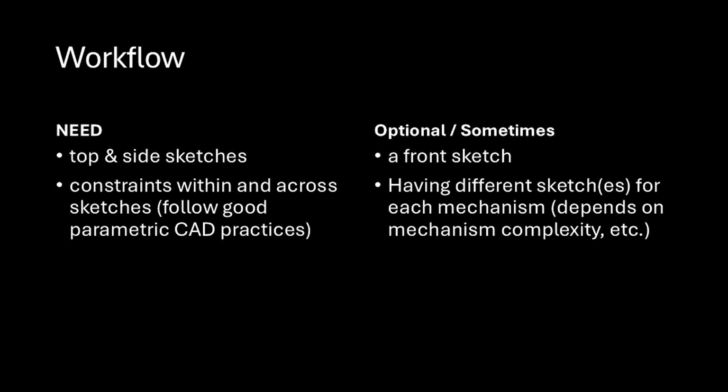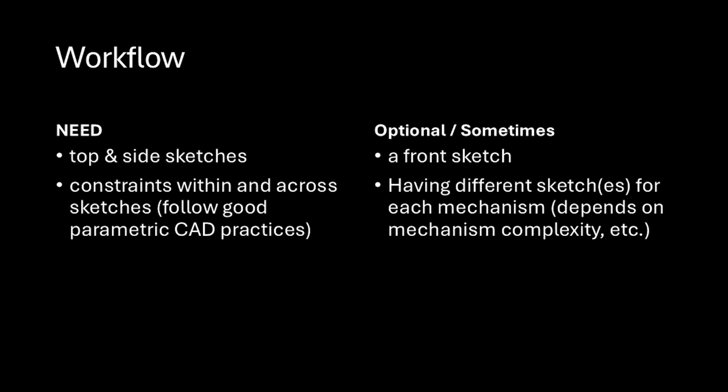And the next thing in need is having constraints within and across sketches. By that, what I mean is that if you are first modeling the side sketch and then the top sketch, you want to make sure that your lines and shapes in the top sketch reflect the sizes of the things in the side sketch. That way your sketches are more parametric, and if you ever need to make changes, you won't have to make changes to both sketches.